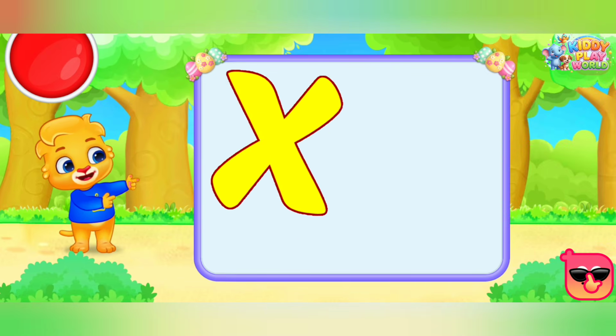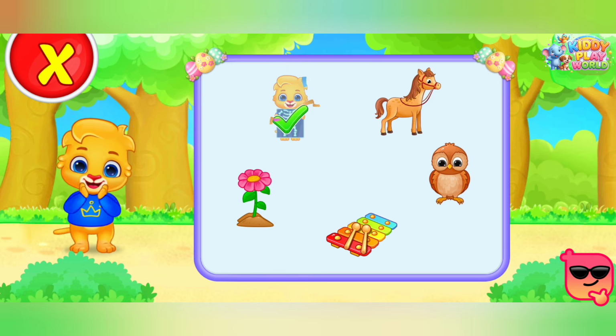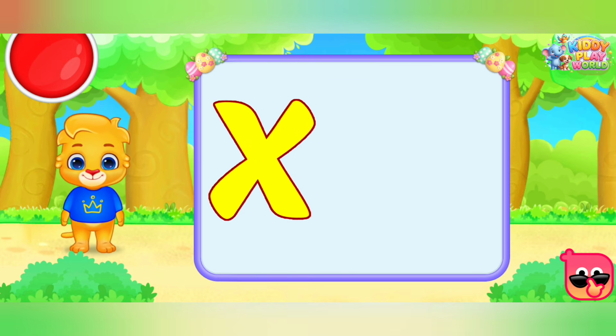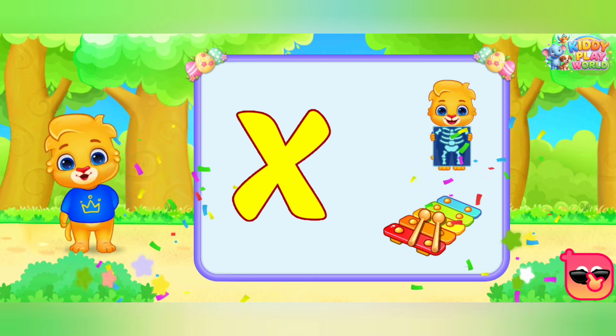Tap the picture that starts with letter X. X is for X-ray. X is for xylophone. Well done!